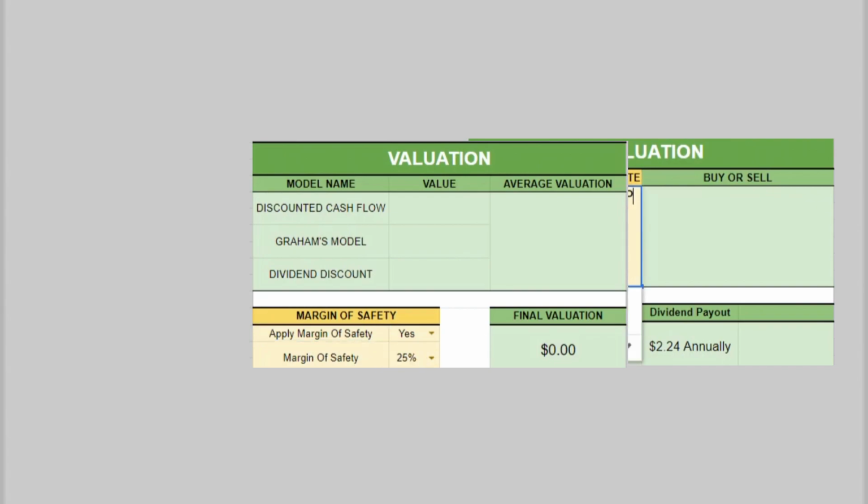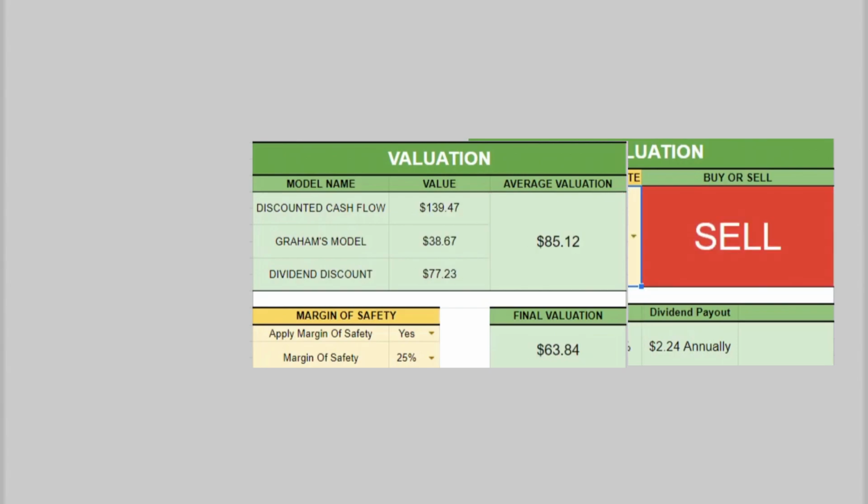We'll go ahead and click evaluate. We can see that Walmart is projected as a sell with a 25% margin of safety. So the average valuation came out to be around $85 when you averaged these three valuations up. The DCF model, Graham's model, and the dividend discount model averaged to about $85. A 25% margin of safety brings us to about $63, which is a very strong sell at the current price.